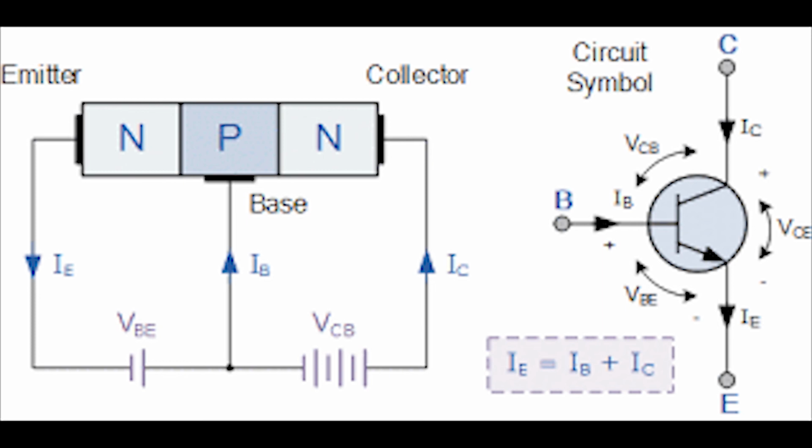Operations PNP. Forward active mode. The emitter base junction is forward biased and the base collector CB junction is reverse biased. Based on KCL, IE equals IC plus IB.